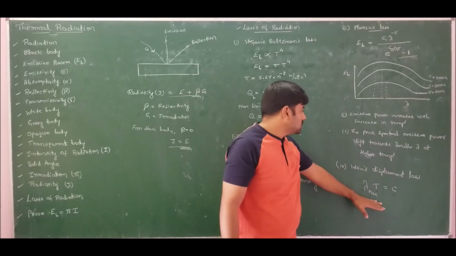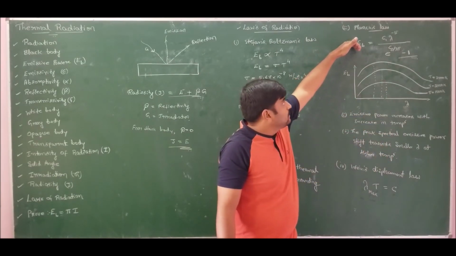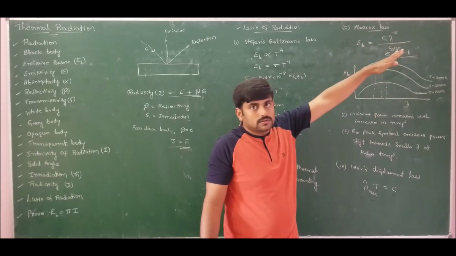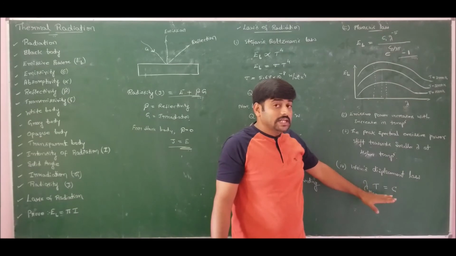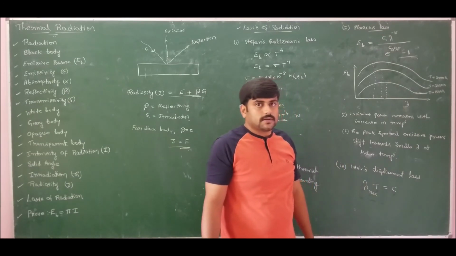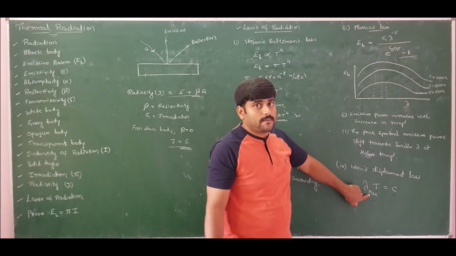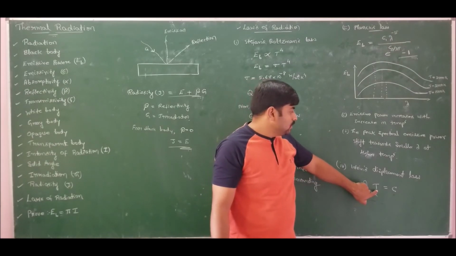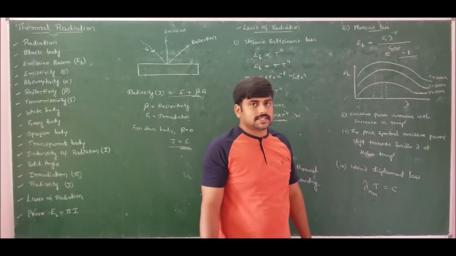If I want to prove this, I should differentiate the emissive power of a black body with respect to lambda and equate it to 0. If I solve, I'll get lambda max into T equal to a constant. That is, the wavelength corresponding to maximum emissive power into the absolute temperature is equal to a constant. This is what Wein's displacement law states.